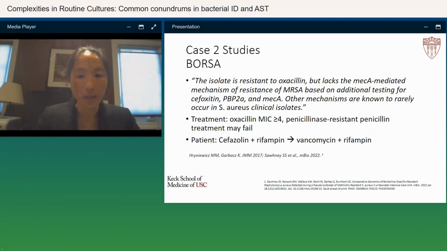Okay, so advising the infectious diseases provider, we agreed to stay away from the cephalosporins and beta-lactams, and they changed the patient from cefazolin with rifampin to vancomycin and rifampin therapy.